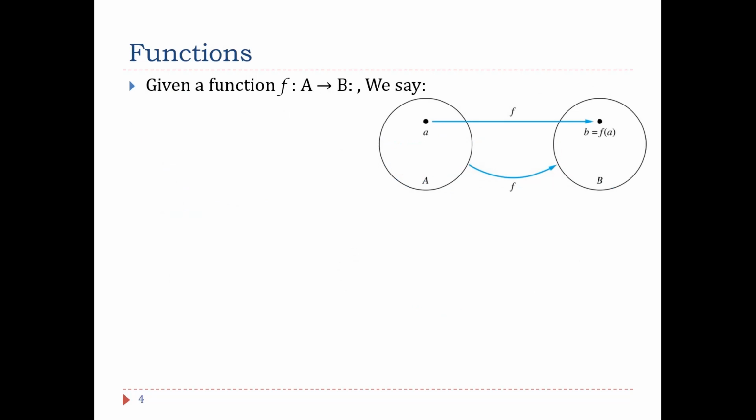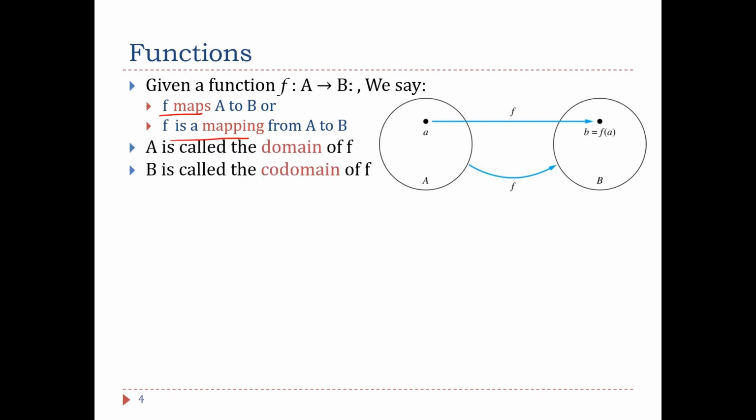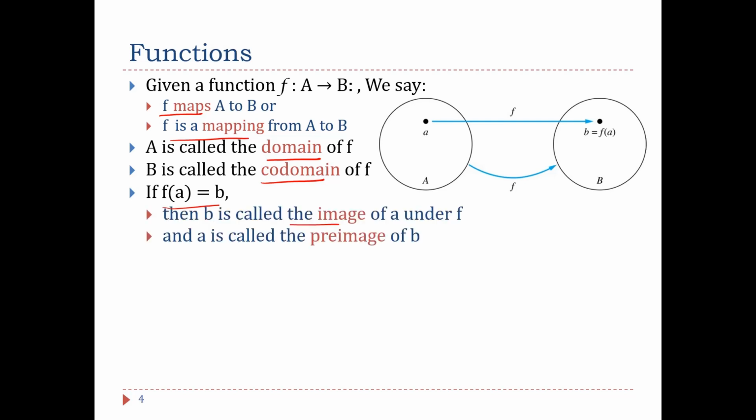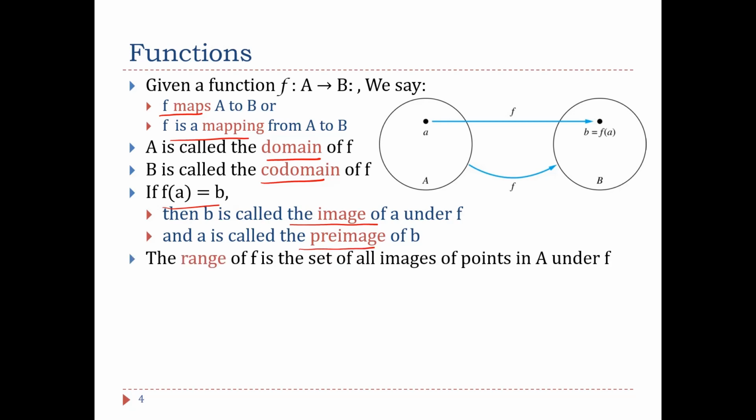We also reviewed certain naming conventions. So we say that f maps A to B or is a mapping from A to B. We say that A is the domain, B is the codomain. If f of a is equal to b, then b is called the image of a under f, and a is called the pre-image of b. The range of f is the set of elements in B that have pre-images in A, or the set of all images of points in A.